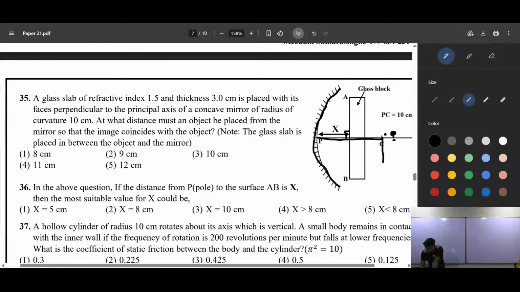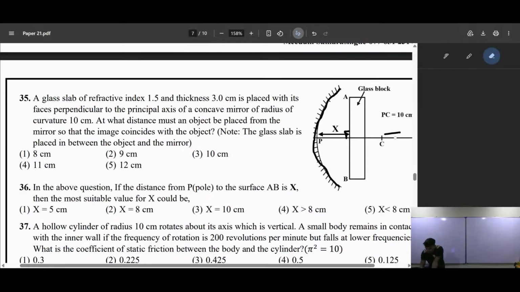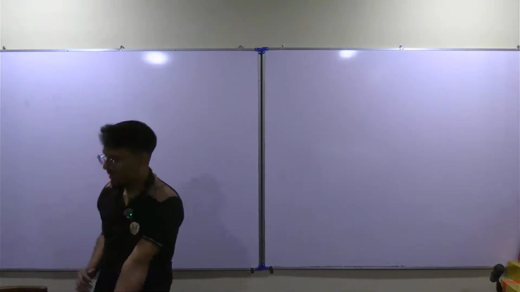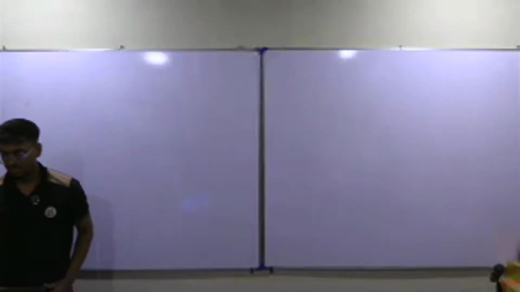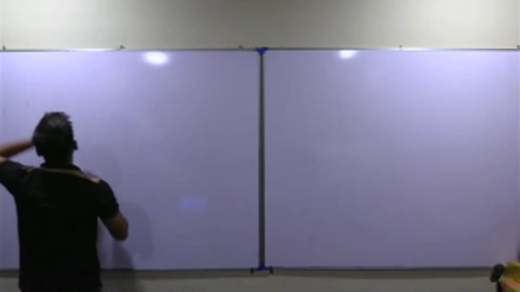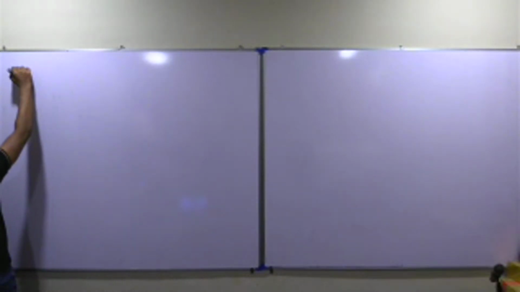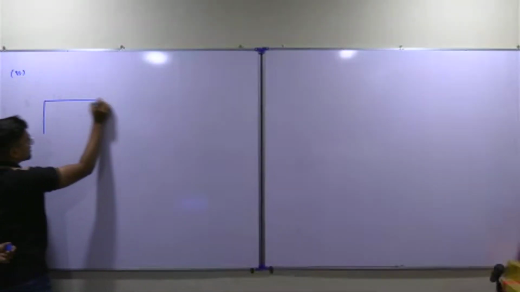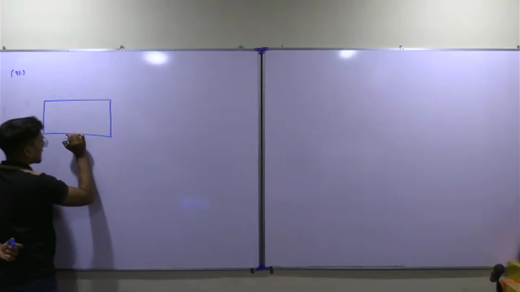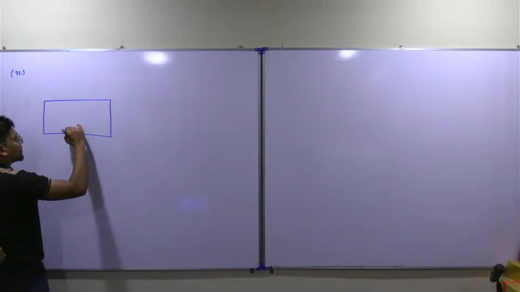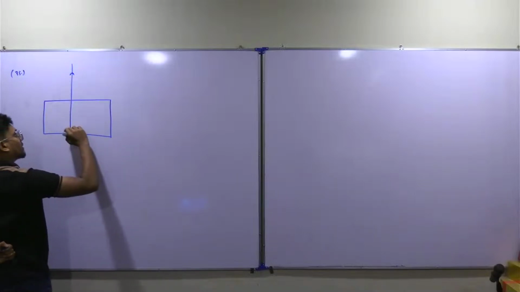Okay, but how to do this? Very important question, very smart and nice question. To do this question, you need to know these things. Can you remember? This is the 35th one. Let's say this is a glass block. If you place an object underneath it, and if you draw the ray diagram, can you remember the ray diagram?